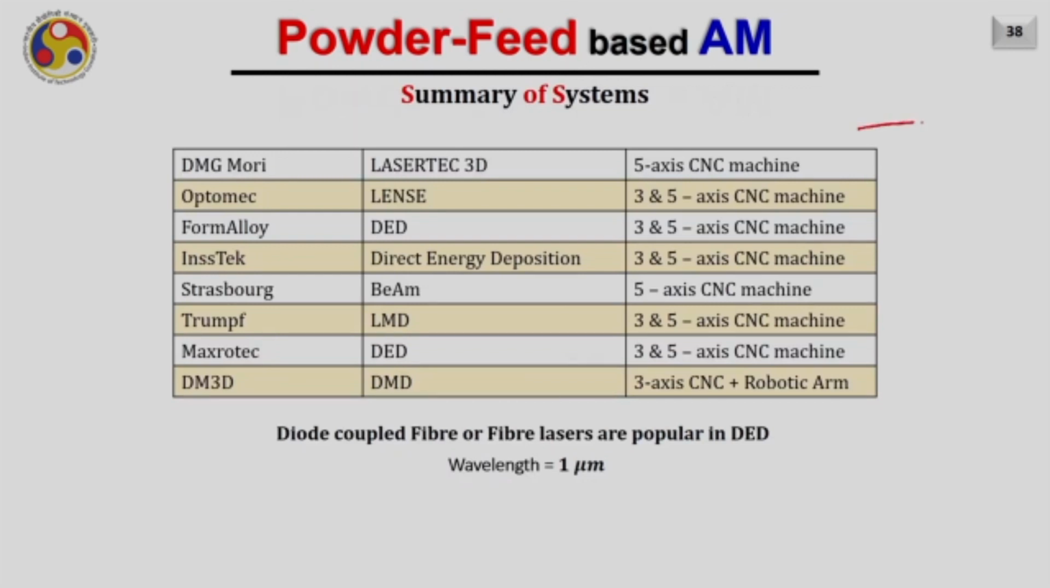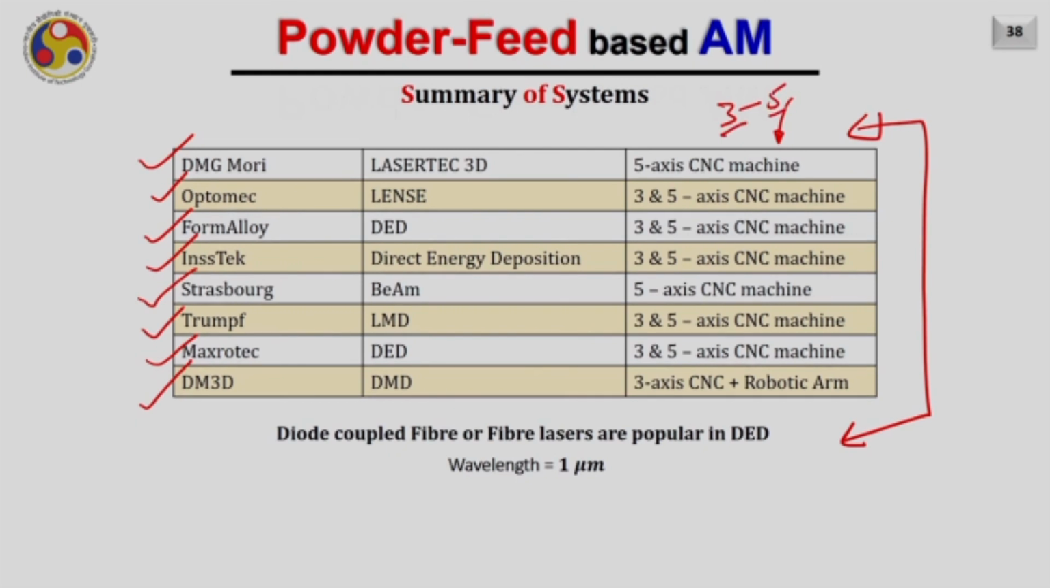So this summarizes the different types of systems available, like those by DMG Mori, Optomac, Formalloy, InssTek, Beam from Strasbourg, Trumpf, Max Root Tech and DM3D. They all prefer to have a CNC machine or robotic arm having 3 up to 5 axes. Also, they all have either diode-coupled fiber lasers or fiber lasers, because these lasers give a wavelength of around 1 micron, and that is very much essential for processing metals.